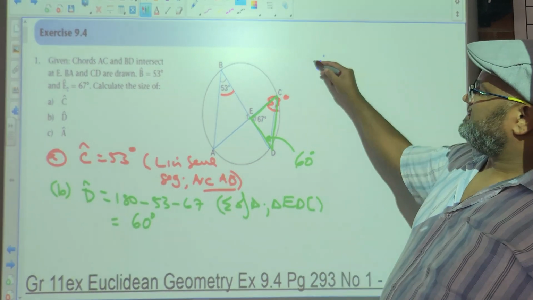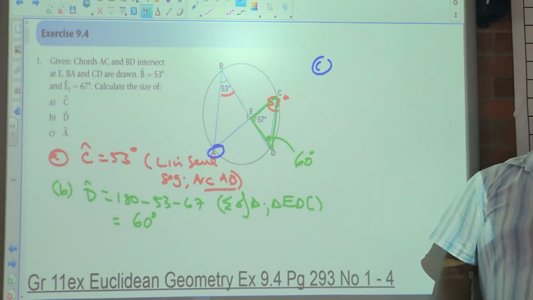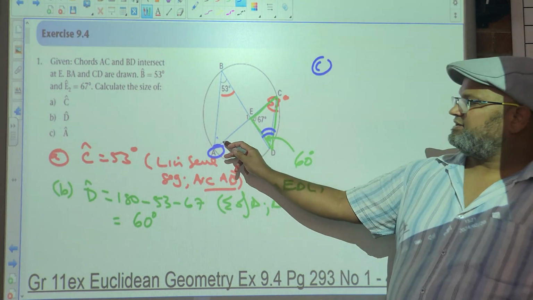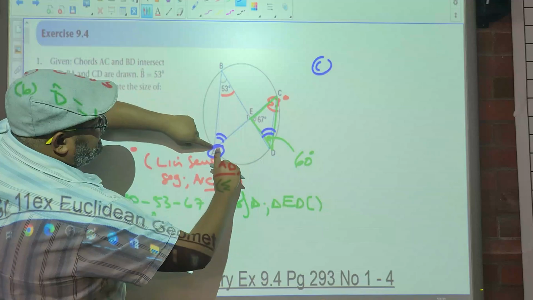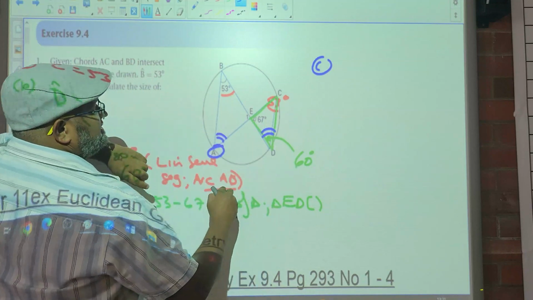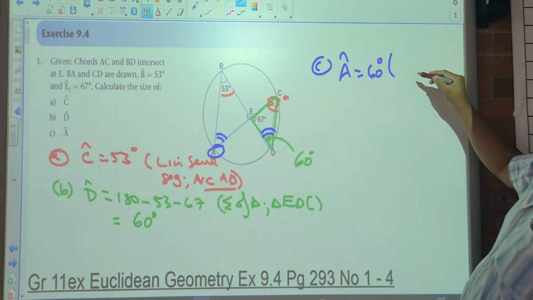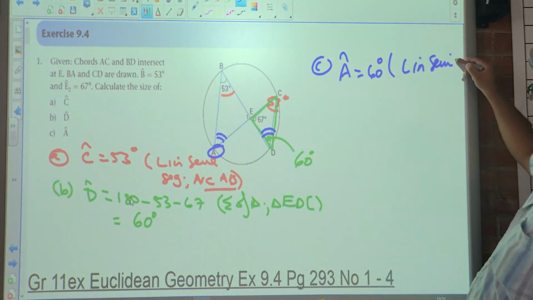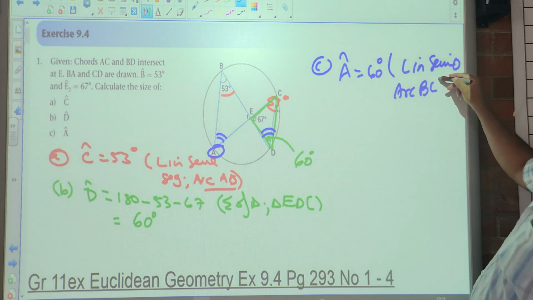Then they want angle A. We'll calculate A. A is the same as angle D. Why? As you can see here, BC is subtending angle A and BC is also subtending angle D. Can you see that? So we say angle A is 60 degrees. Why? Angle in semicircle. And it's coming from arc BC.